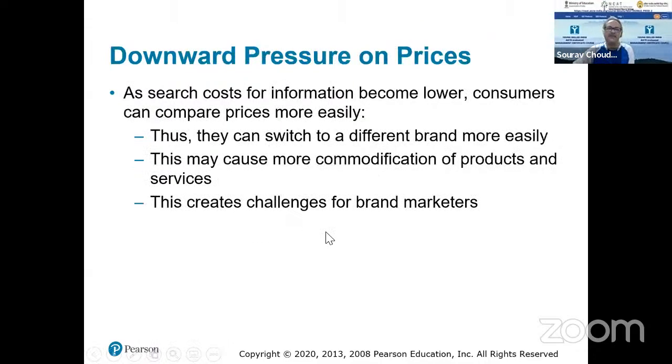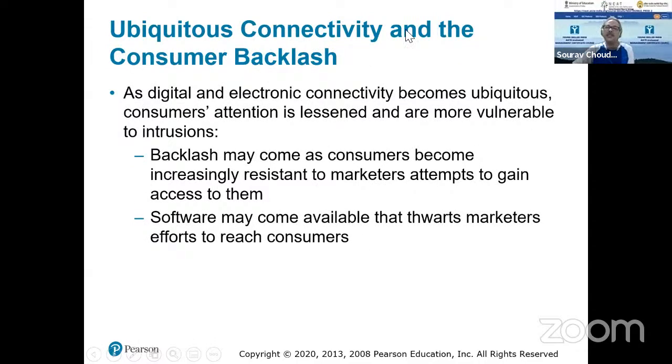Downward pressure on price, we have discussed here. Ubiquitous connectivity and consumer backlash. So as I said, backlash may come as consumers become increasingly resistant to marketers' attempts to gain access to them. So today customers and consumers are very choosy, and their expectations are very high because they have so much choice around them. They know that if this brand doesn't give me, the other brand will give.